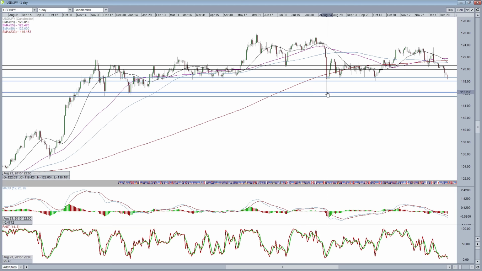Not only is this the lows from that spike low back in August, but they're also the lows from January last year and also December the year before as well. So these are some quite substantial levels.